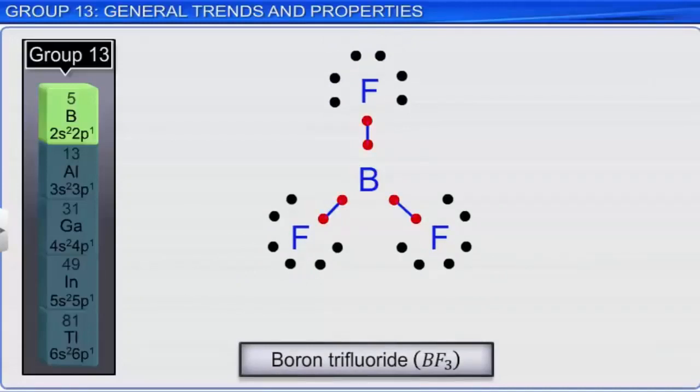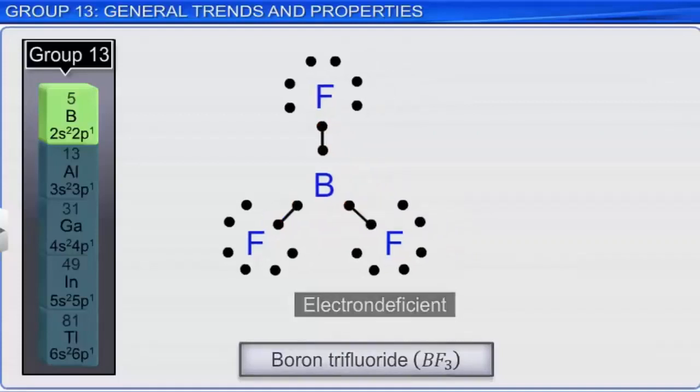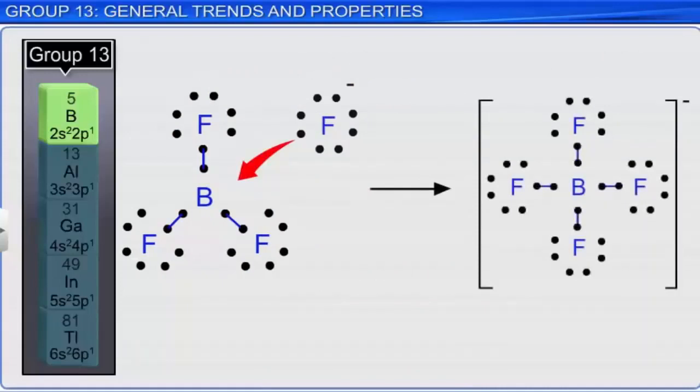With 3 valence electrons, boron often forms compounds such as boron trifluoride, with only 6 electrons around the central boron. Such molecules are described as being electron deficient. They tend to gain 2 electrons to achieve a stable octet. Therefore, BF3 acts as a Lewis acid, that is, an electron pair acceptor.